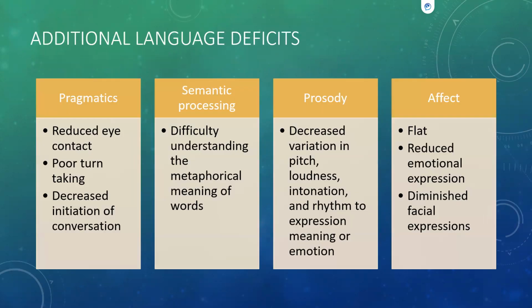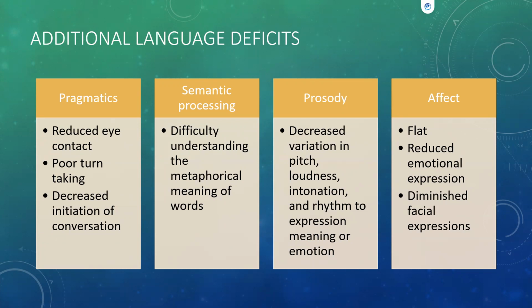Other language deficits that we'll see are in these areas. So pragmatic changes, sometimes someone with right hemisphere brain damage will have reduced eye contact. They'll have a difficult time with turn taking in conversation. You may even also notice decreased initiation of conversation. They may also present with deficits in semantic processing, so difficulty understanding the metaphorical meaning of words. Prosody can also be impaired, so they may have decreased variation in their pitch, loudness, intonation. Their overall rhythm to meaning and emotion can be impaired.